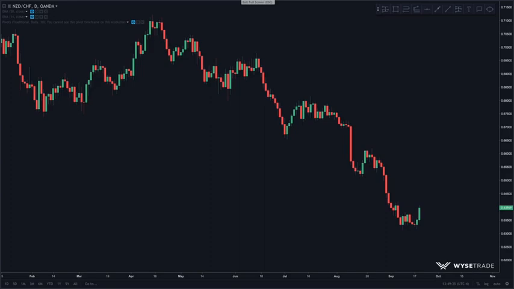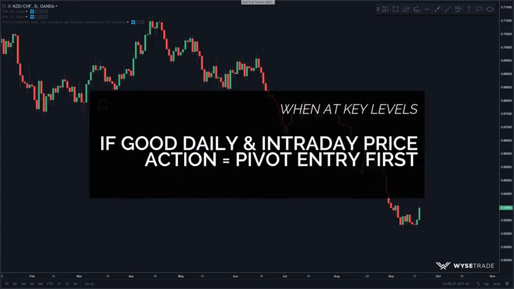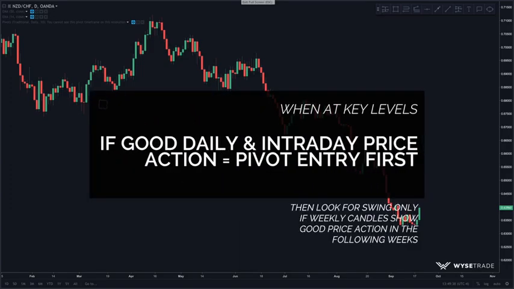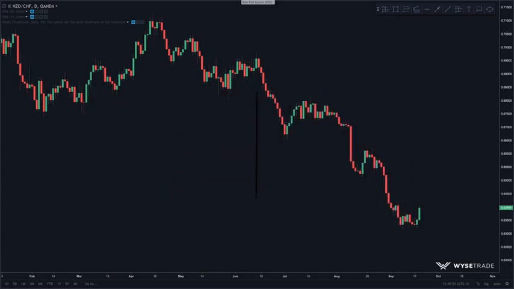So the two most important points from this episode: 1, when price approaches a key level and you get good daily and 4-hour price action, that signals a trend change, followed by a breakout in the opposite direction. Look for the pivot entry first as the quick entry. Then if you get good weekly price action in the following weeks, then we would consider a swing trade.